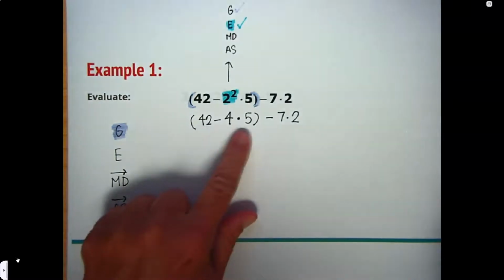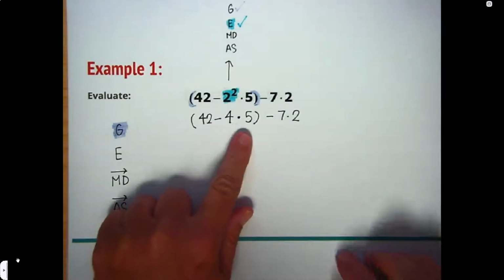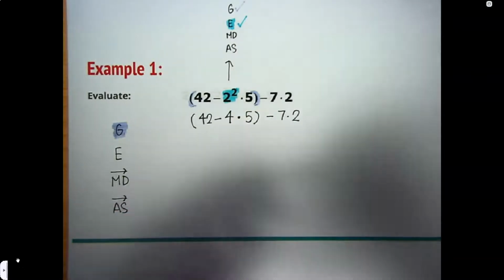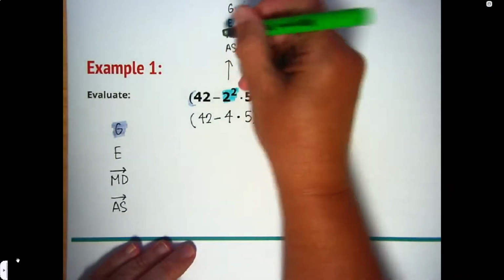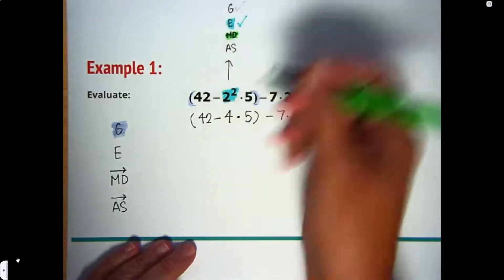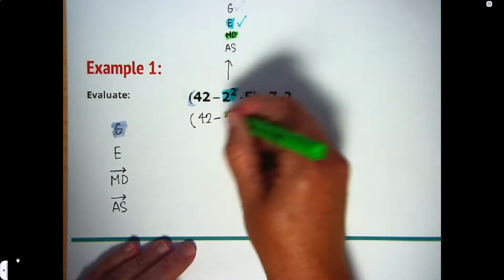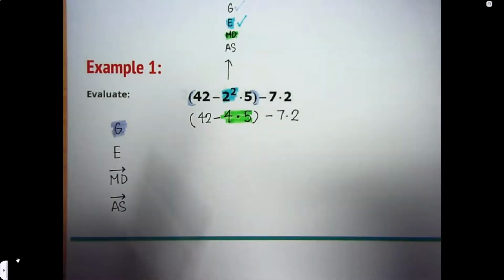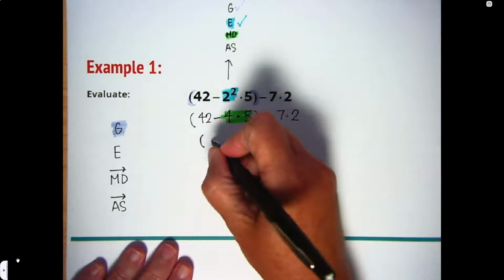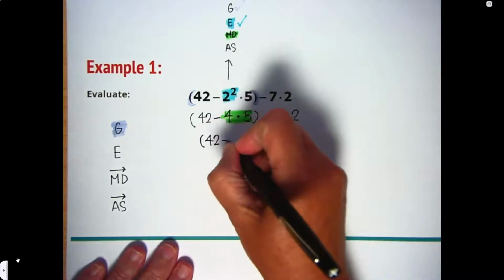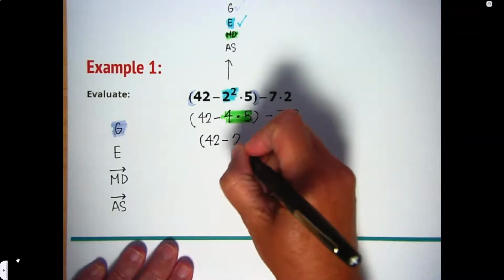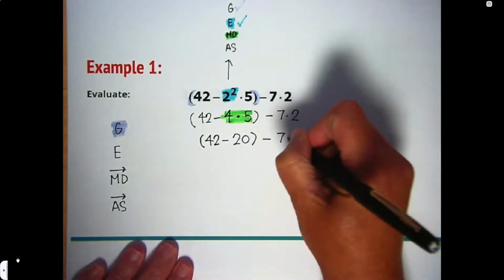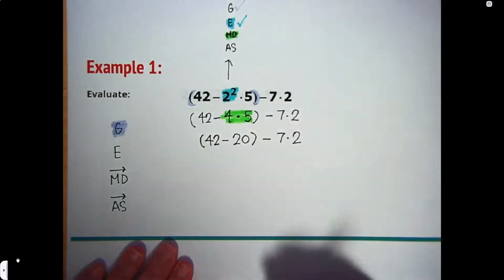All right, now, looking at just the part inside the parentheses, does it have multiplying or dividing? Get my highlighter out here. So does that problem inside those parentheses have multiplying or dividing? And the answer is yes. So the next thing I'm going to do is this 4 times 5. So again, parentheses, 42 minus 4 times 5, which is 20. Close your parentheses. Then you have minus 7 times 2.